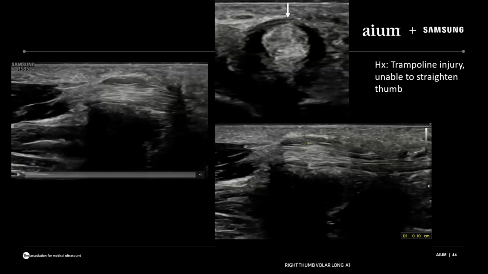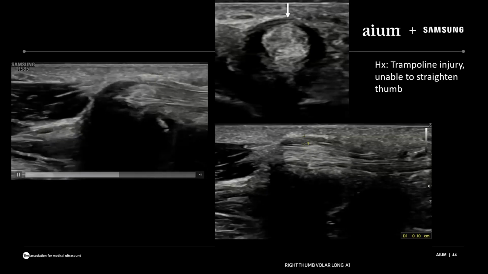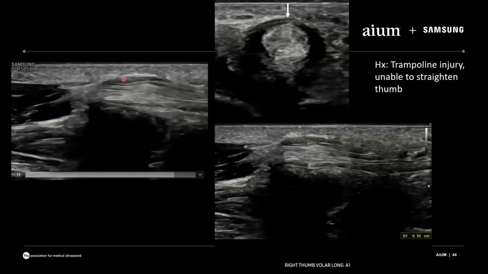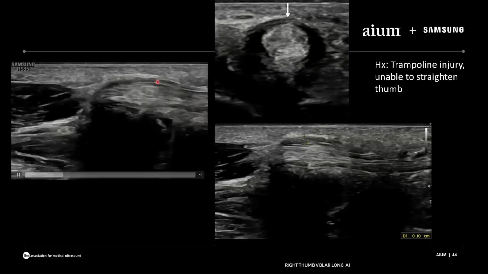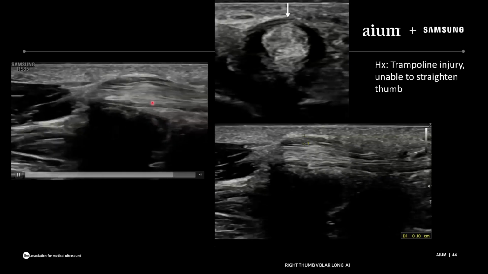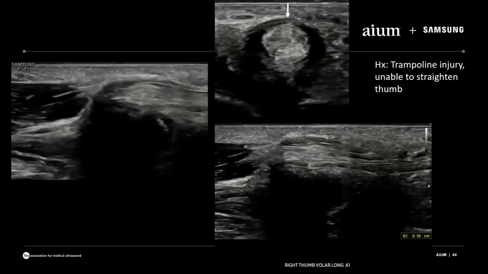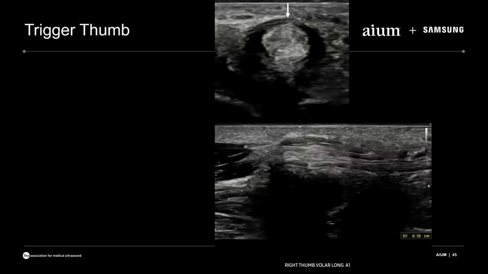We definitely want to evaluate this under dynamic evaluation. So here we're flexing the patient's thumb. You can see that thick A1 pulley. And notice how the FPL tendon is kind of bunching up. There's some abnormal motion there, a bit of restricted movement over the underlying bone there. So this is a typical example of a trigger thumb.